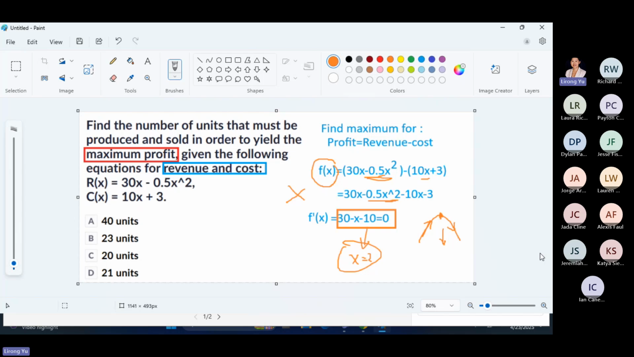It's a degree 2 equation, so it's either open up or open down. So this one, because it's negative 0.5 x squared, it's open down. So it's increasing, then decreasing, and right there is the maximum. And that point has to be when the derivative equals 0. So find the point when the derivative equals 0, that's when we achieve the maximum value.